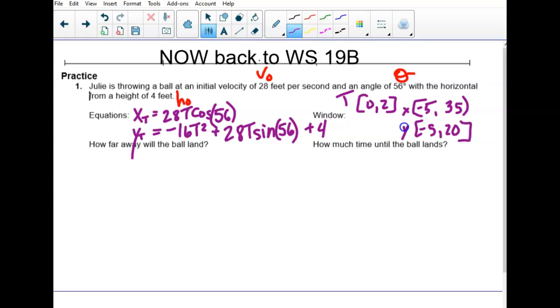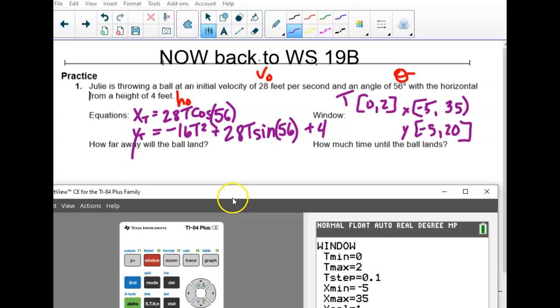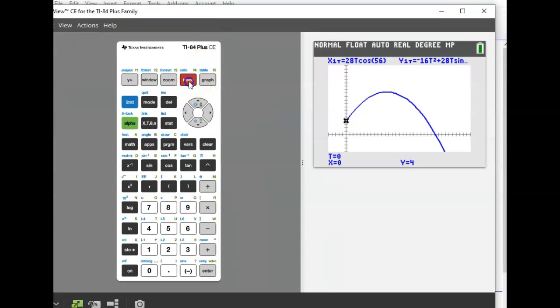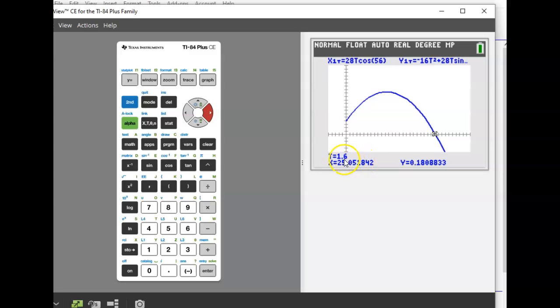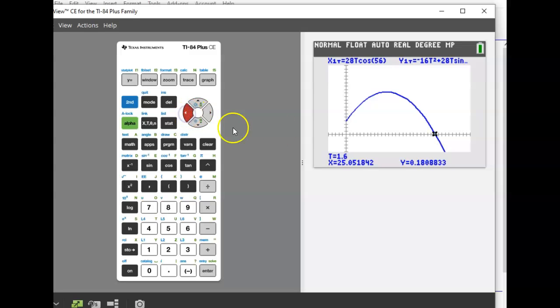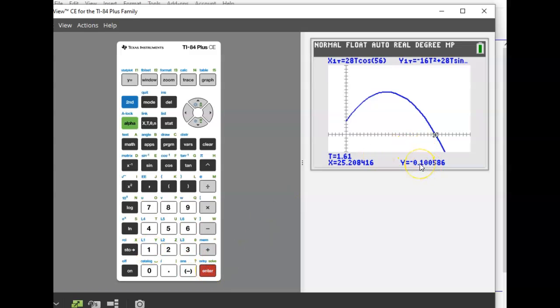How far away will the ball land and how much time before it lands? So this is an easy one. We only have a couple quick questions. If we trace forward in time, we want the height to be 0. I got 0.18. That's pretty darn close to 0. If I do one more tick, it's 3 feet underground. If I try 1.61 seconds, just a little tiny bit more time, now it's still underground. So I'd say we're pretty darn close to 25 feet away.